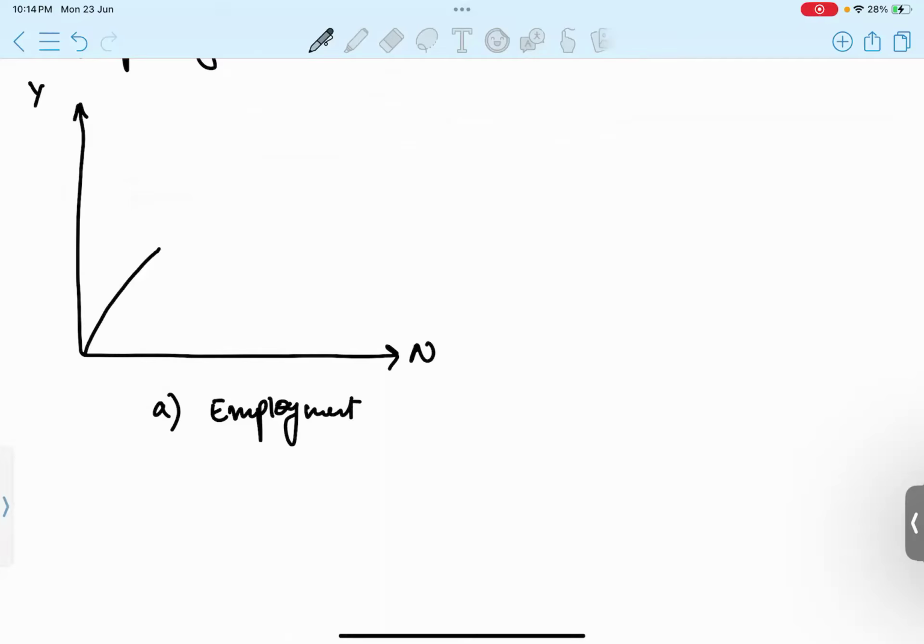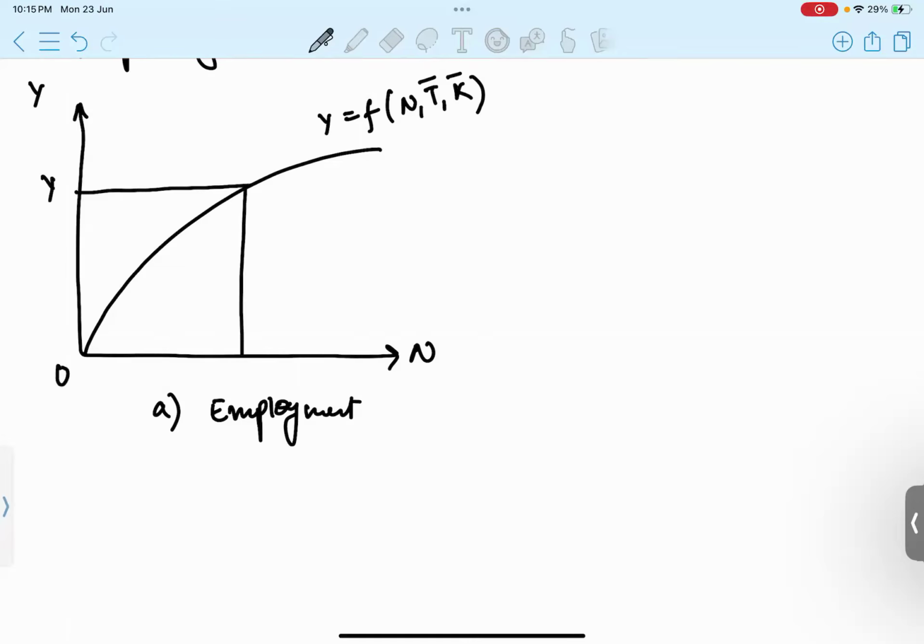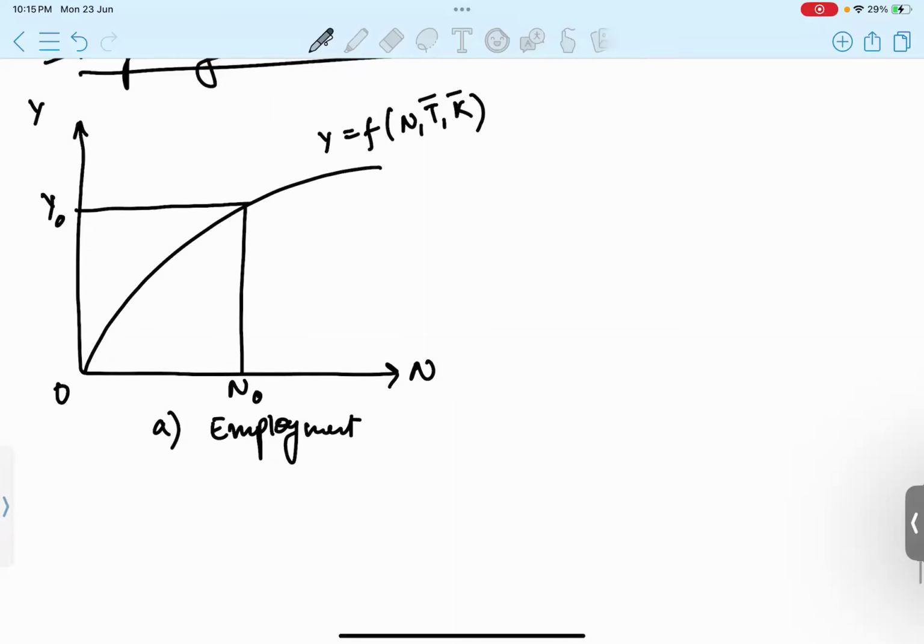Production function is drawn like this, which is written in the form that output is a function of labor, state of technology, and capital in the economy. Technology and capital are assumed to be constant. So this is the output. We have, say, ON as the level of employment in the economy. You can call it Y naught or N naught, the initial positions.